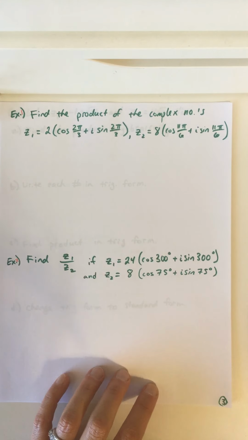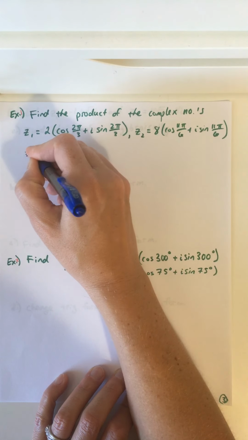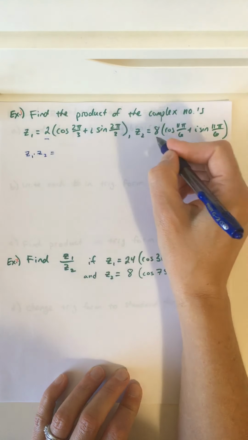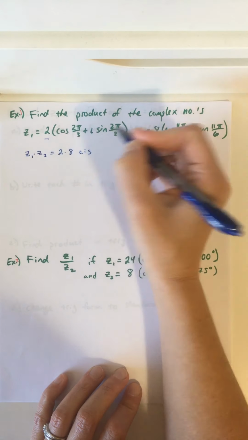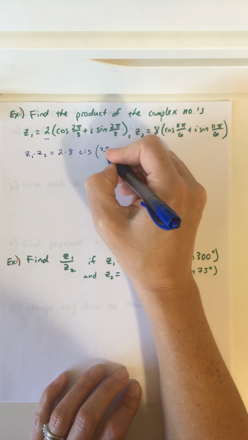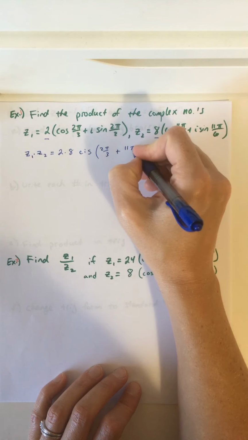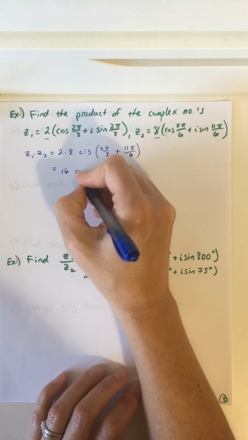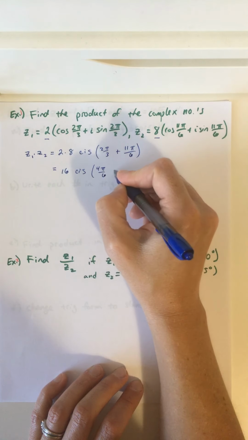Let's work through a couple of examples. We want to find the product of the two complex numbers. Well, using the formula that we just learned, z1 times z2, we can multiply r1 by r2, so that's going to be 2 times 8. I'm going to use the simplified version, cis, the first angle, 2 pi over 3, plus the second angle. The second angle here is 11 pi over 6. And now all we have to do is simplify this. We have 16 cis. We can get a common denominator here by making this 4 pi over 6.